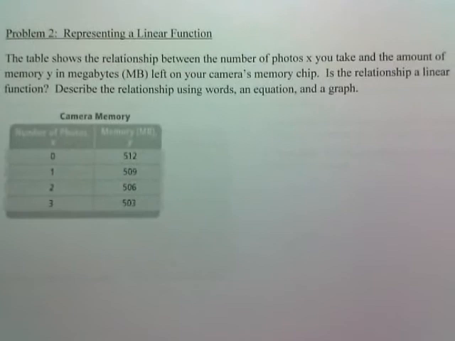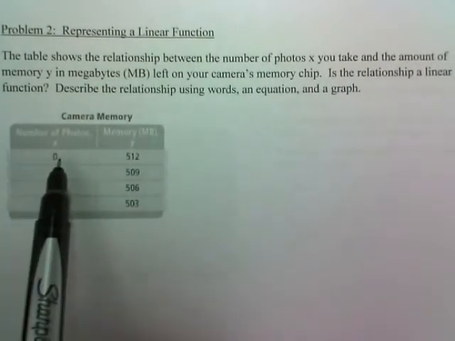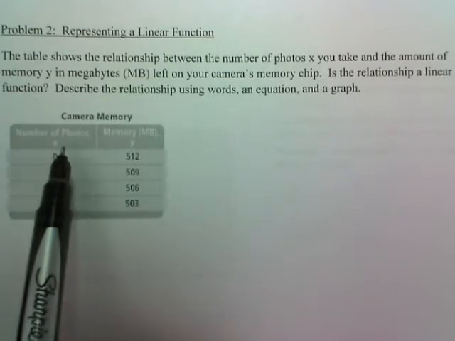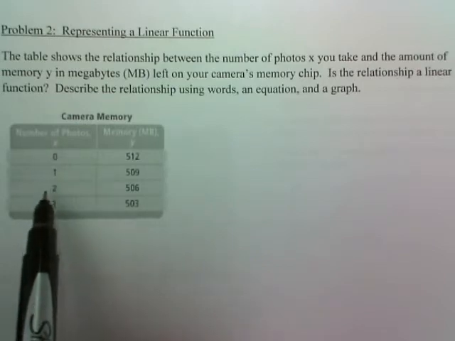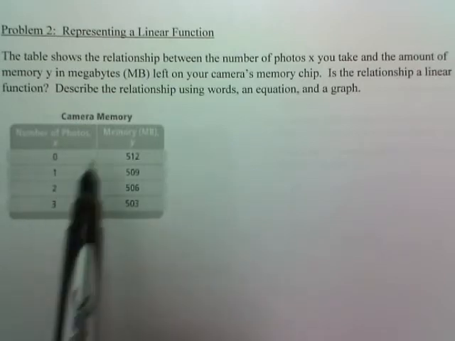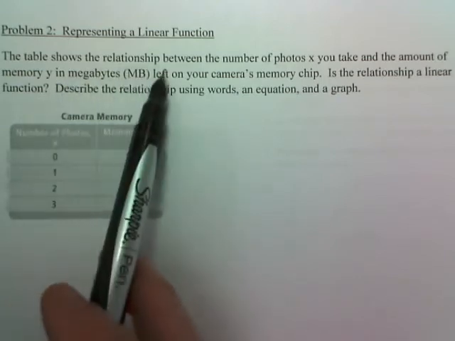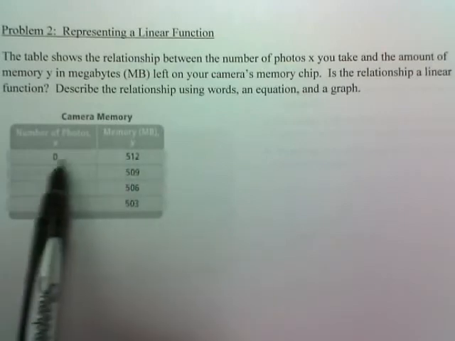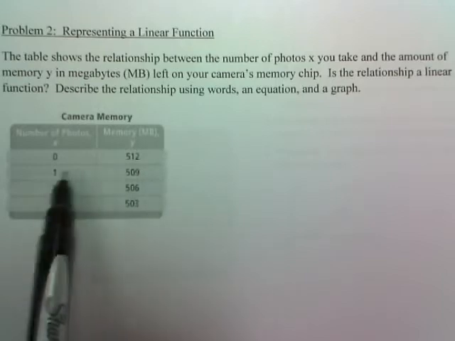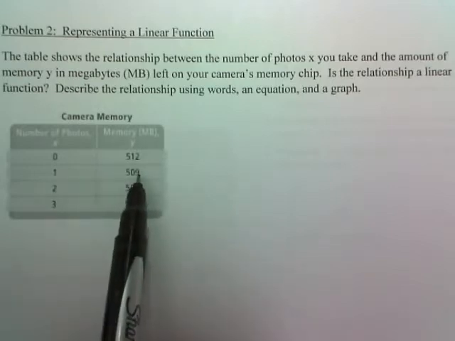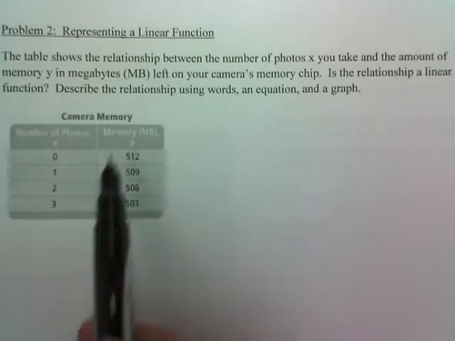Alright, so let's analyze what's going on in our table. We have number of photos, that is our x, which means this is our independent variable. And so I have 0, 1, 2, 3 number of photos. And then the memory, it's in megabytes, it's the amount of memory left on your camera. So if I have 0 pictures, I have 512 megabytes of memory left. If I have 1 picture on there, then I have 509 megabytes of memory.